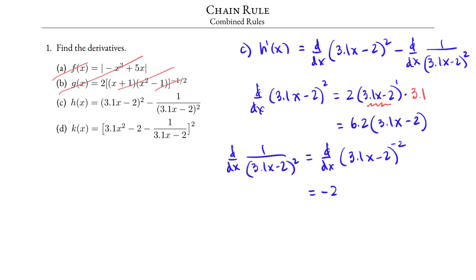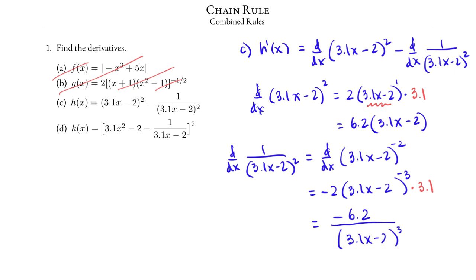We bring down the power negative 2 and lower the power by 1. Negative 2 minus 1 is negative 3. And we keep the inside function, which is 3.1x minus 2. We then multiply by the derivative of the inside function, which is 3.1. Simplifying this, we have negative 2 times 3.1 is negative 6.2. And we will bring the negative power to the bottom to make it a positive power: 3.1x minus 2 to the power 3. This is the derivative of the second term.